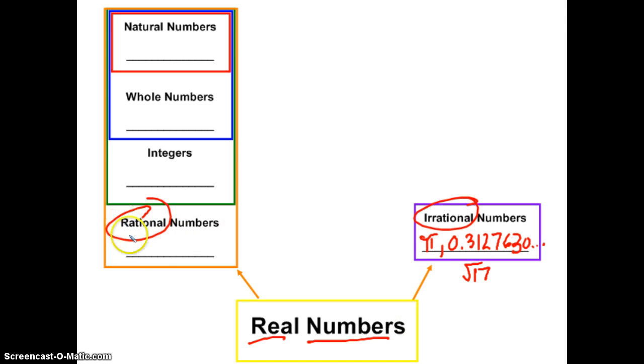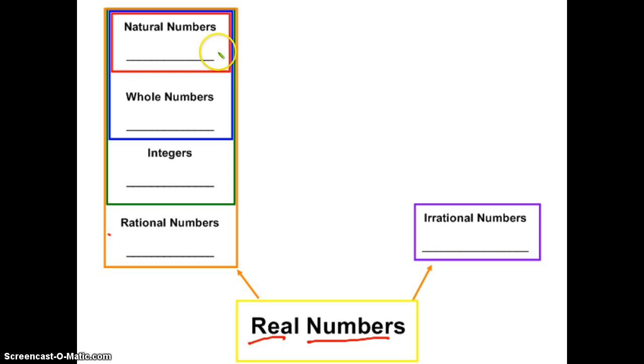Rational numbers can be written as fractions, so like 2/3. They can also be repeating decimals like 0.9 repeating. They can also be perfect squares, the square root of 16, and they can also be terminating decimals like 0.25. Now, rational numbers are also included with integers, whole numbers, and natural numbers. So basically, you see all these colors here, with the green and the blue and the red and the orange. Basically, all of these things.